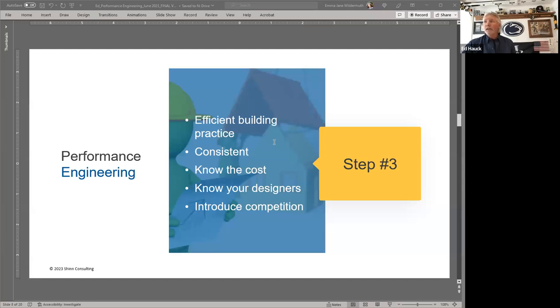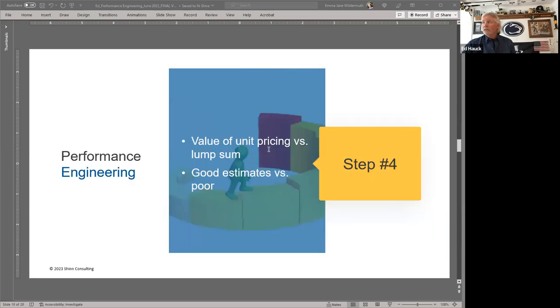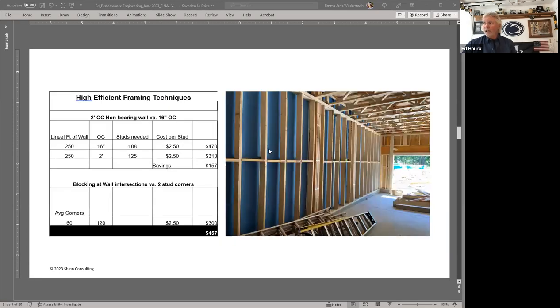Step 4, okay, start thinking about some high efficiency building techniques. This was a builder we were walking with, and this ended up being a 46 foot deep wall. It had no reason to be 16 inches on center. It could easily have been 2 foot on center. It doesn't sound like a lot. Now the 2x4s are a little less. It doesn't sound like a whole lot of money, but use times $157 times 400 homes a year, it starts to add up.